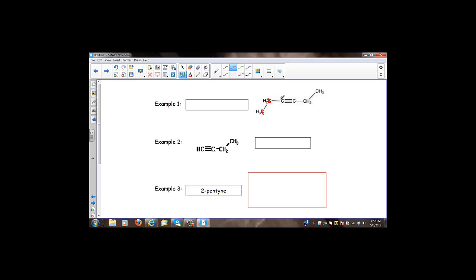1, 2, 3, 4, 5, 6. Either way I number, it's on the third carbon, so this is 3, and there's 6, so it's hex, and it ends in YNE because it's a triple bond. Here I have 1, 2, 3, 4. It's on the first carbon, 1, 4 carbons is bute, triple bond, YNE.